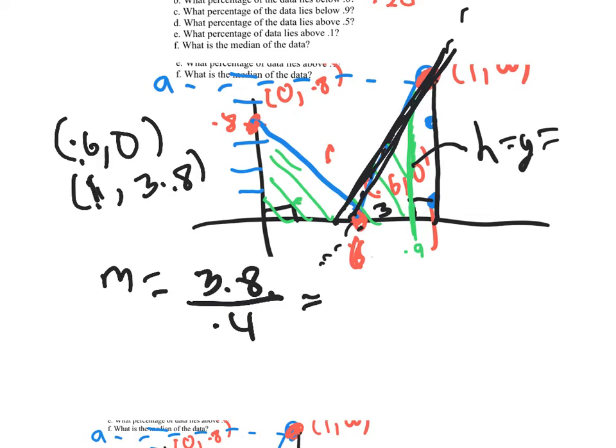So what's that slope? 9.5. How much? 9.5. I'll write it. Yes. Y2 minus Y1 over X2 minus X1, 1 minus 0.6. So now that you have that, I need to know what the y-intercept is of this line right here.